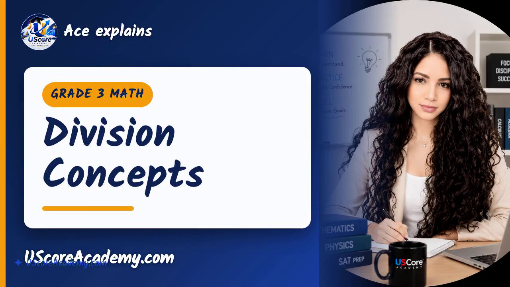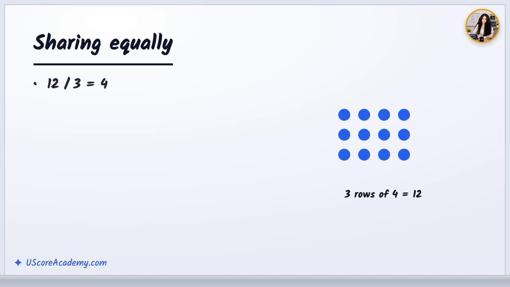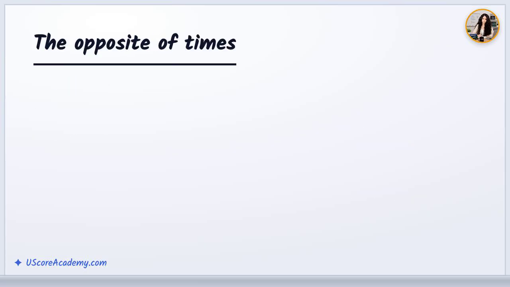Let's learn division concepts together, step by step. Division means splitting a number into equal groups. 12 divided by 3 means sharing 12 dots into 3 rows. When you spread them out fairly, each row gets 4. So 12 divided by 3 is 4.